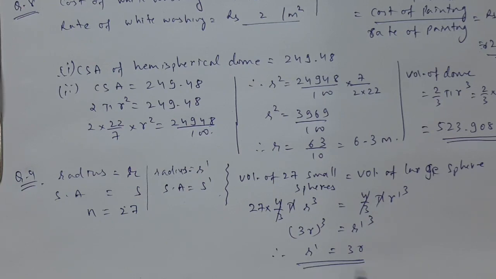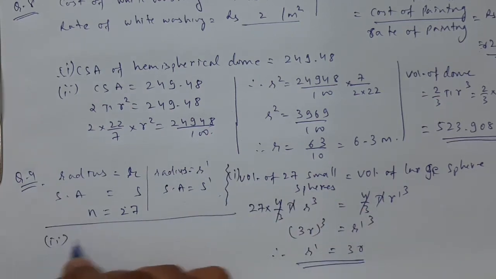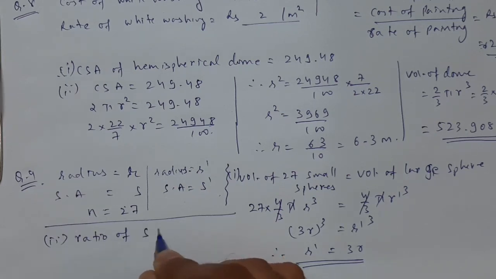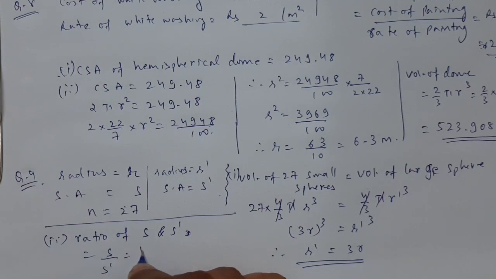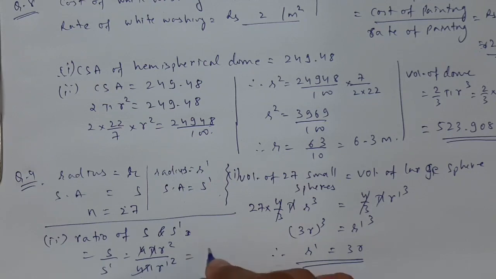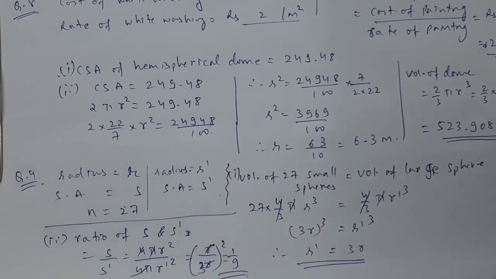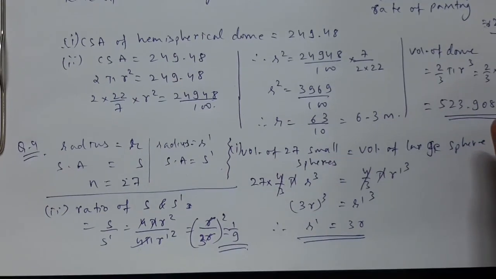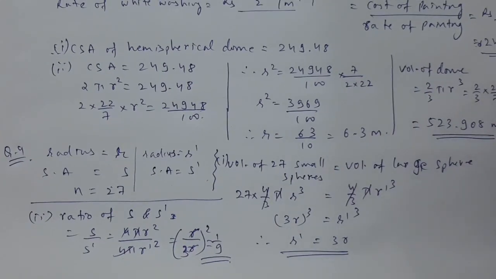Now we need to also find the ratio of surface area. This was the first bit. So second bit, ratio of s and s dash is equal to s by s dash is equal to 4 pi r square upon 4 pi r dash square. 4 pi cancel. R by 3r whole square, r cancel. The answer will be 1 by 9. So this is question number 9 of exercise 13.8.